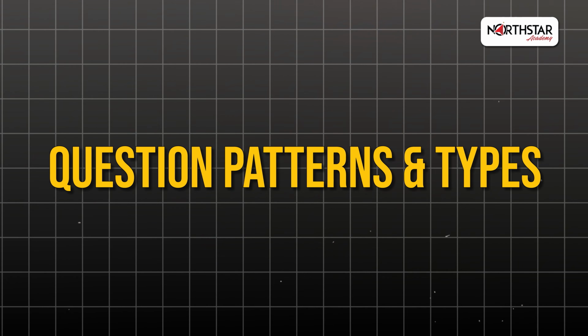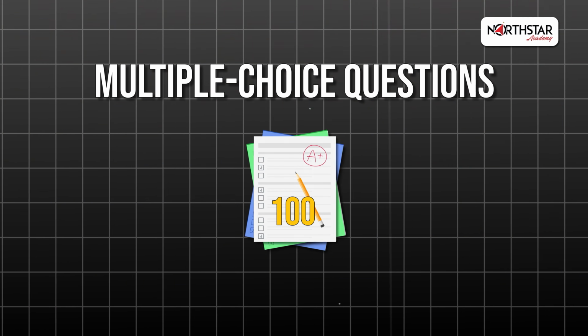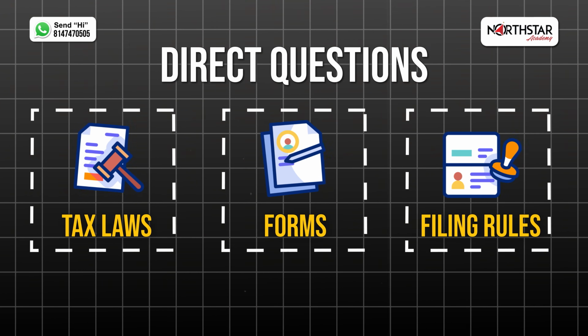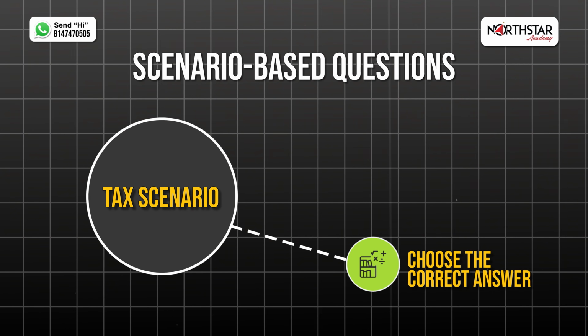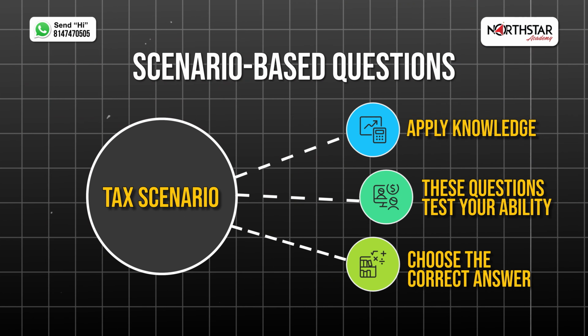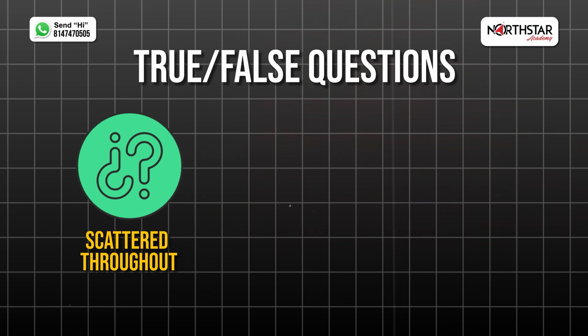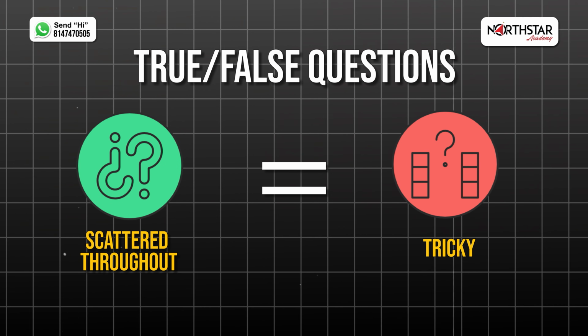Question patterns and types. Now, let's talk about the question patterns for the EA exam. As I mentioned earlier, each part of the exam has 100 multiple choice questions and these are split into three categories. Direct questions, straightforward questions about tax laws, forms and filing rules. Scenario-based questions. You'll be given a tax scenario and asked to choose the correct answer based on that situation. These questions test your ability to apply knowledge, not just memorize facts. True or false questions. These will be scattered throughout the exam and while they might seem easy, they can be tricky, especially if you're not clear on IRS rules.